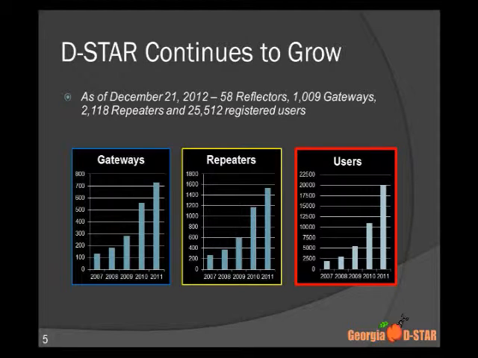D-Star does continue to grow. I keep having to update this slide whenever we make this presentation, and you'll see for the last 5 years, and we'll soon be adding 2012, and you see the curve continuing to grow. But I updated this slide with the information just a few days ago, with 58 reflectors, 1,009 gateways, and estimating over 2,000 repeaters and over 25,000 registered users on D-Star worldwide. So the technology continues to grow, and the infrastructure out there continues to grow as well.